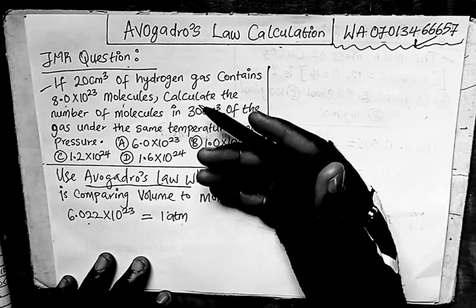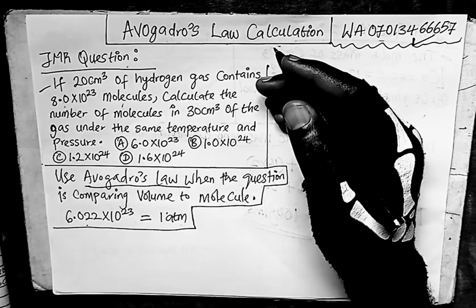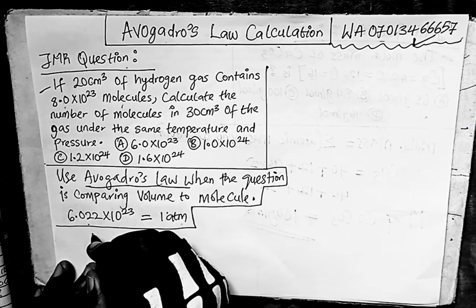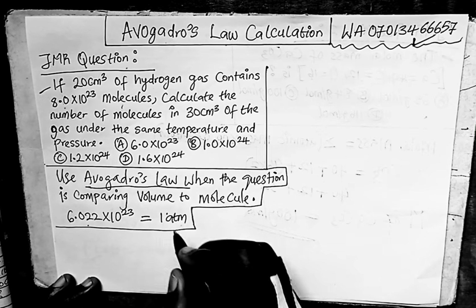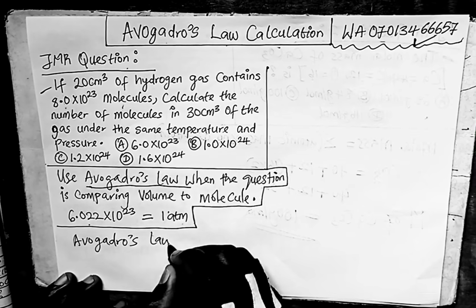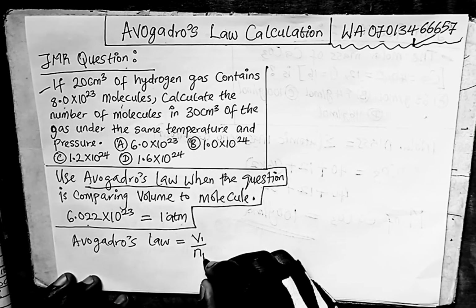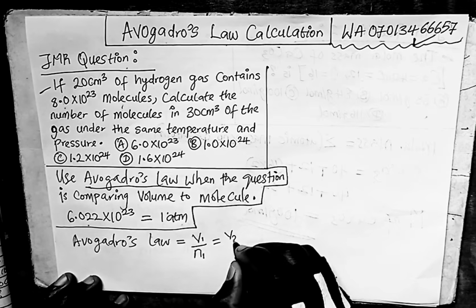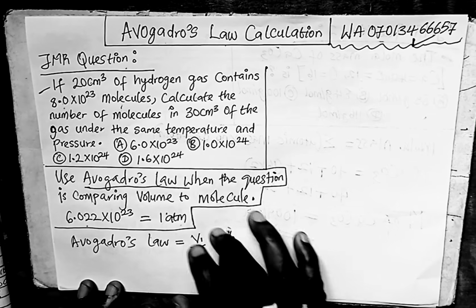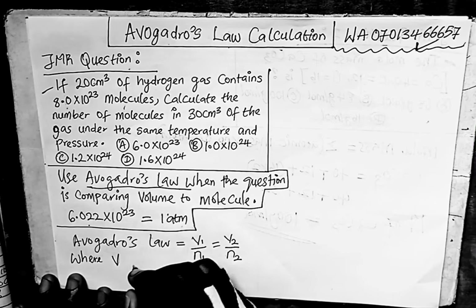The question we have here: what do we do first? Remember, Avogadro's law states that equal volumes of all gases at the same temperature and pressure contain a similar number of moles. So from Avogadro's law, we get V1 over N1, the volume over the number of molecules, equal to V2 over N2. This is the expression of Avogadro's law.